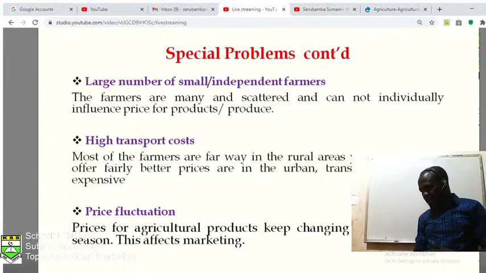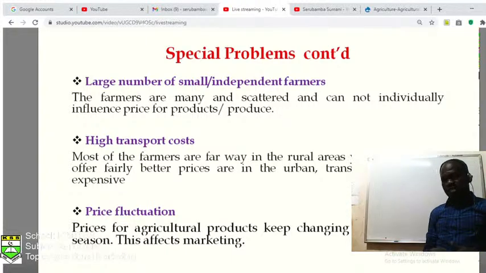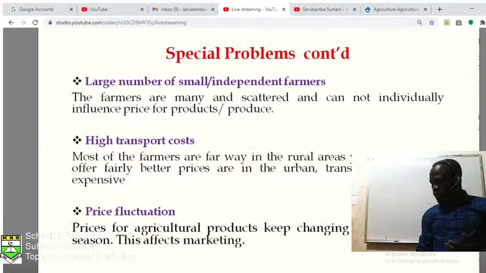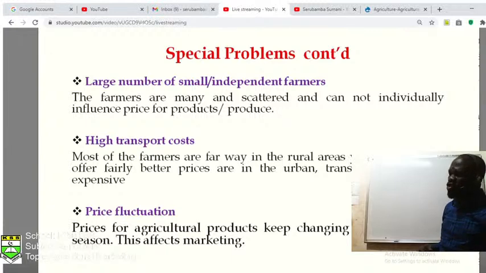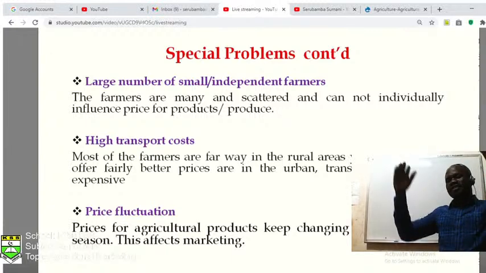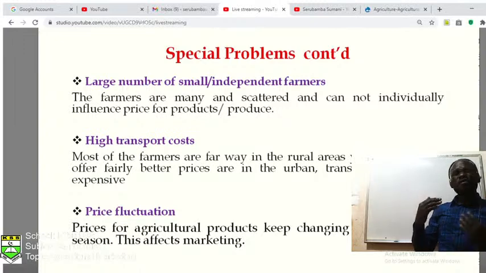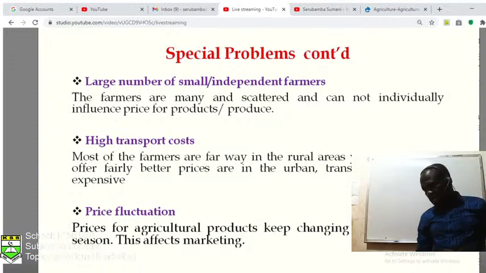Then transport costs are high as another problem here. Like we said, most of our agricultural products are bulky. Moving them is expensive. I think that is self-explanatory. Then we have price fluctuations. Okay? Prices of agricultural products are never stable. Now, during harvest time, the prices drop drastically because everyone is having the same product. And during off-season, the prices are high because very few people have. So these fluctuations in prices are not good because they can even affect your planning as a farmer.